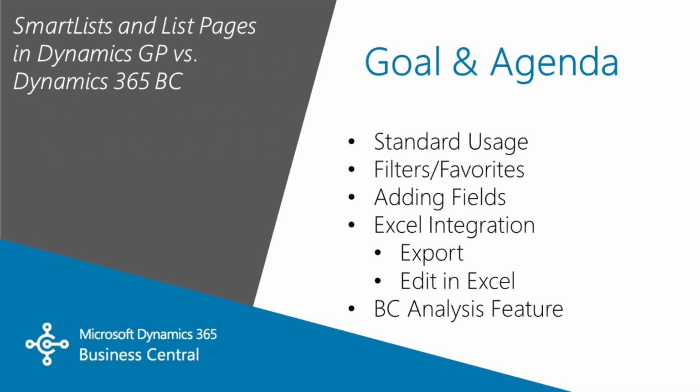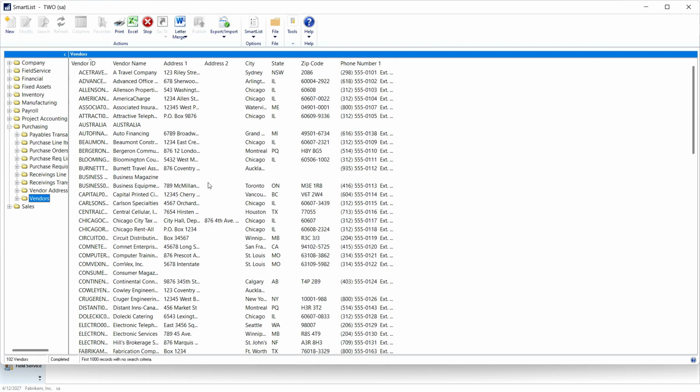Dynamics GP and Dynamics 365 Business Central each have ad hoc reporting tools that make it easy to get to the data within the systems. Let's take a look at it. In Dynamics GP, the ad hoc reporting tool is called Smartlist.